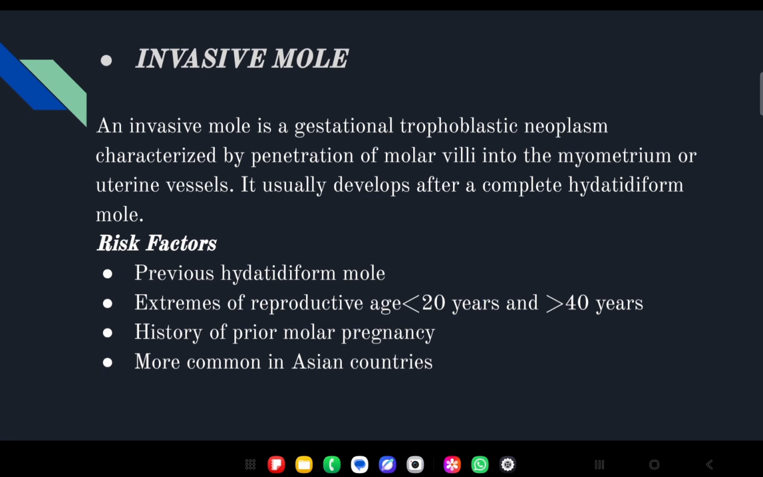Risk factors for invasive mole are previous hydatidiform mole, as it develops from the complete hydatidiform mole, extremes of reproductive age, less than 20 years and greater than 40 years, history of prior molar pregnancy, and it is more common in Asian countries. These are the risk factors for the invasive mole.